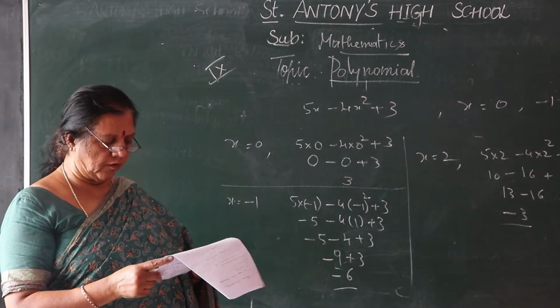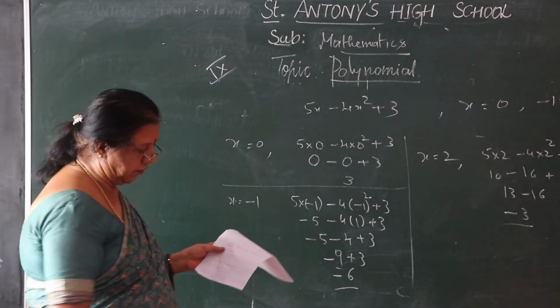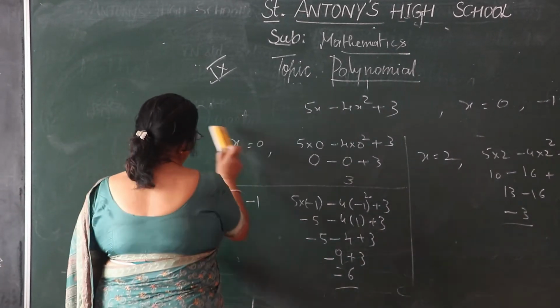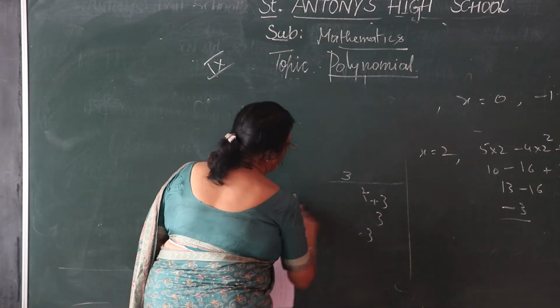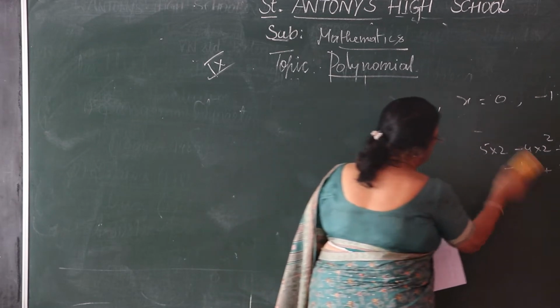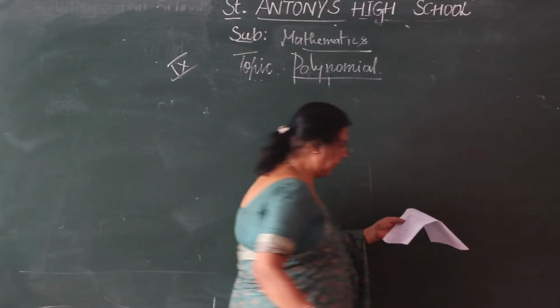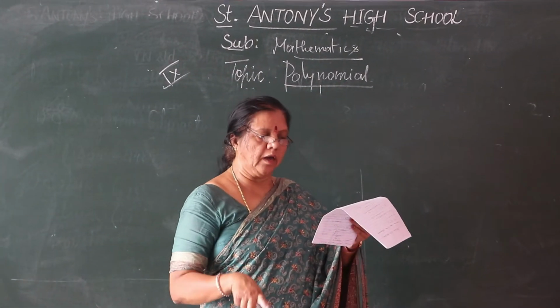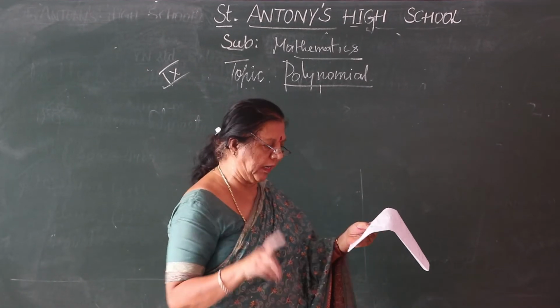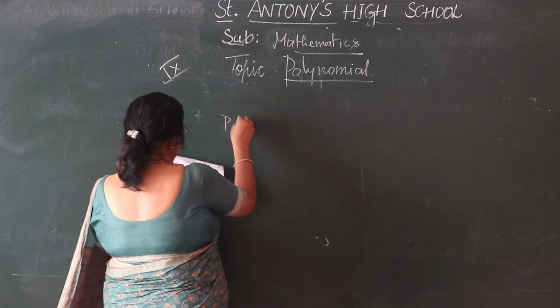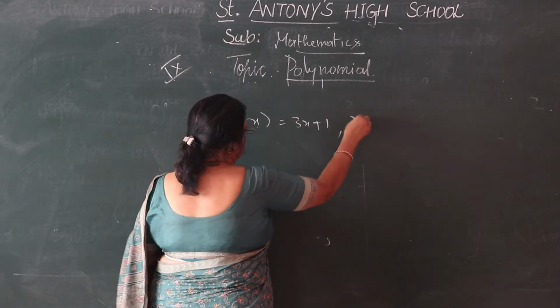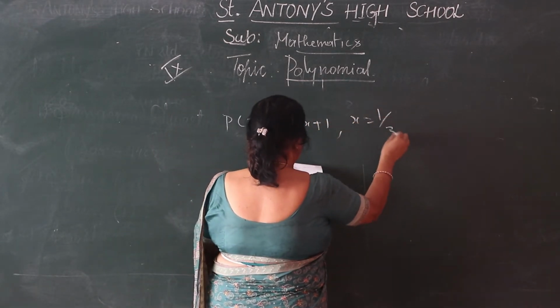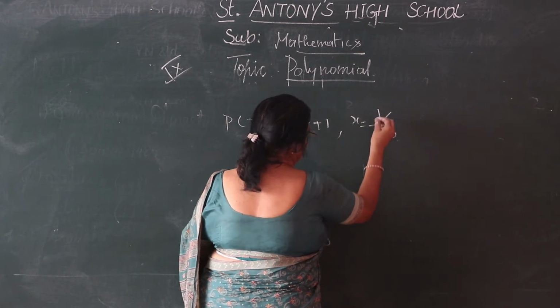Following are zeros of the polynomial. They have given another sums also. What are those in that exercise only? 4.2 given. So you see the sums. They have given: verify the following are zeros of the polynomial. P of x, P of x is equal to 3x plus 1, comma x is equal to 1 by 3, minus 1 by 3. They have given.